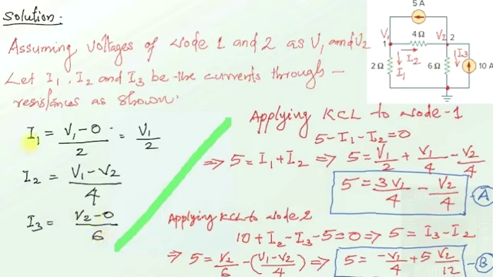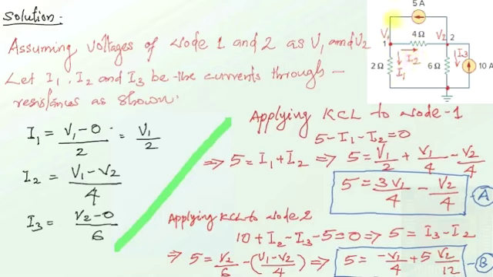Now we have this I1, I2 and I3 as marked in this figure. Now if you apply Kirchhoff's current law to node 1, according to Kirchhoff's current law, the algebraic sum of the currents meeting at a node is equal to 0. Here we are assuming that the current coming into the node is taken as positive and the current flowing out of the node is taken as negative. So by applying Kirchhoff's current law to node 1, you can see that 5 ampere is coming into the node and I1 and I2 are flowing out of the node.